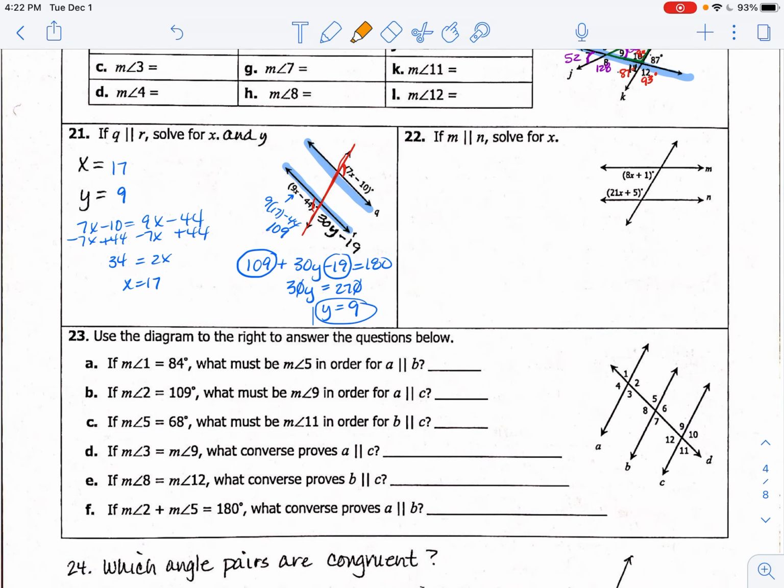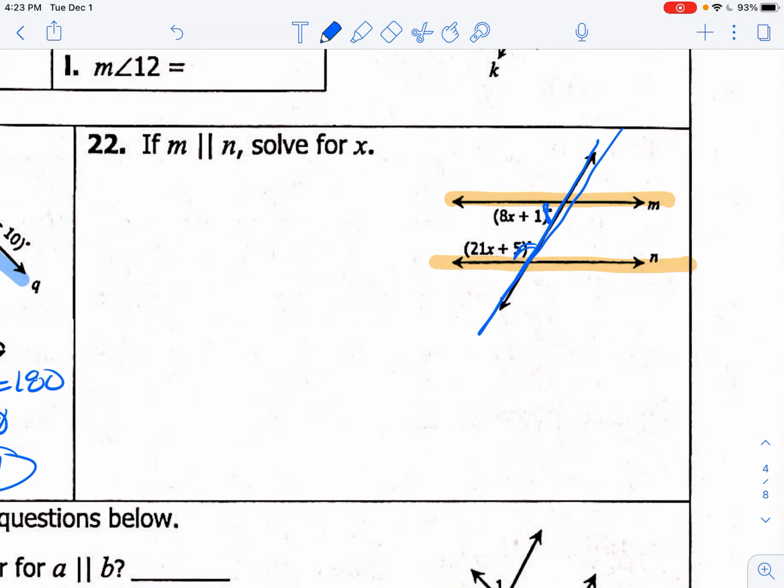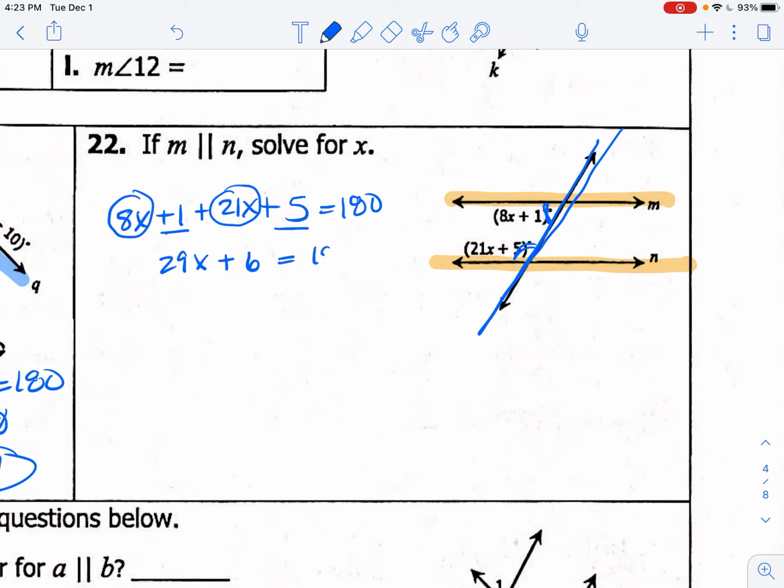22, if M is parallel to N, so M and N, my transversal is right here, and these two angles are same side interior. Same side interior are supplementary. That means they add to 180. Okay, so on the left, I've got 8 x's and I've got 21 x's. That gives me 29 x's. 1 and 5 add to 6. Take away 6. And if I divide both sides, 174 divided by 29, x is equal to 6.